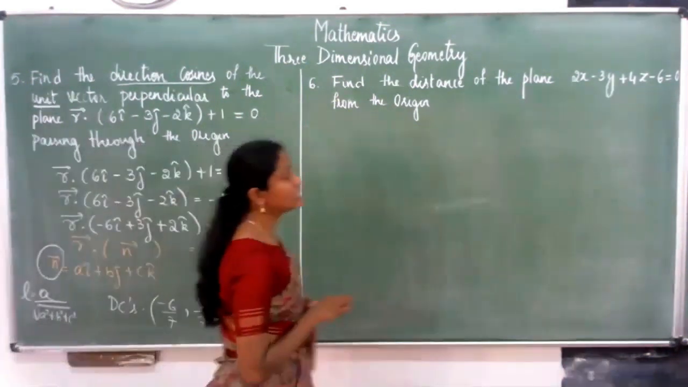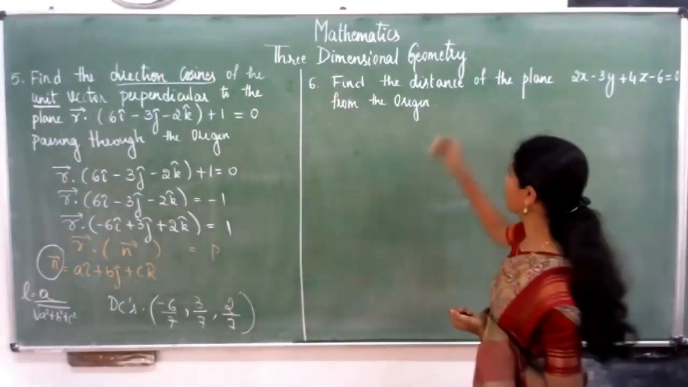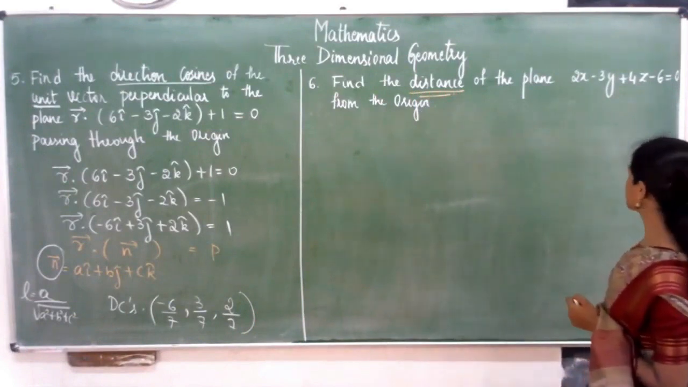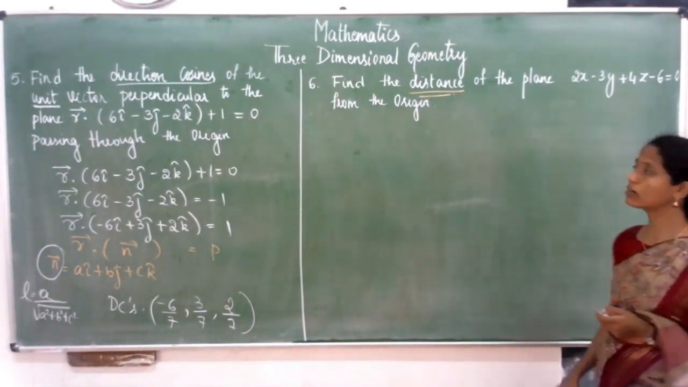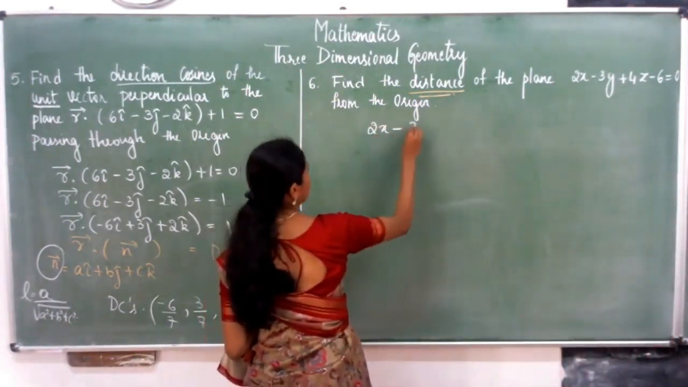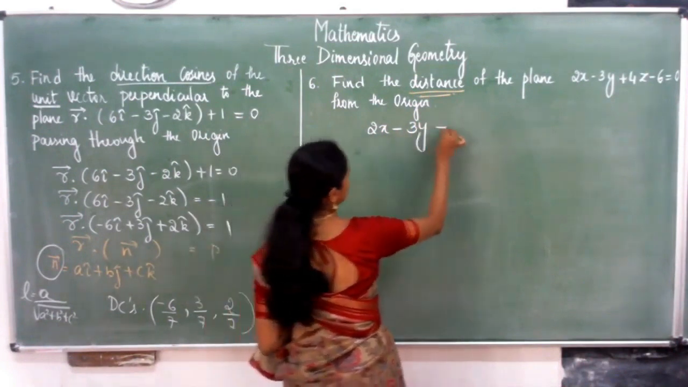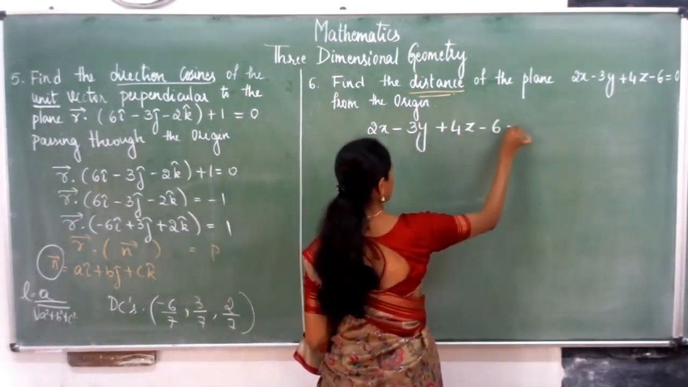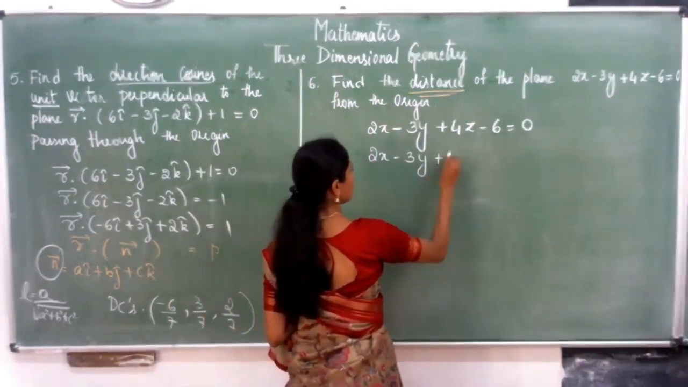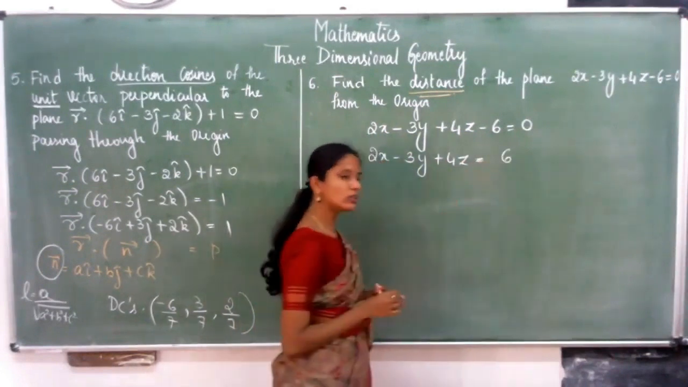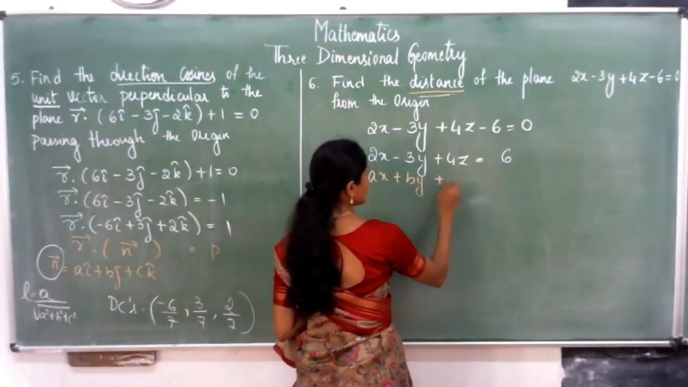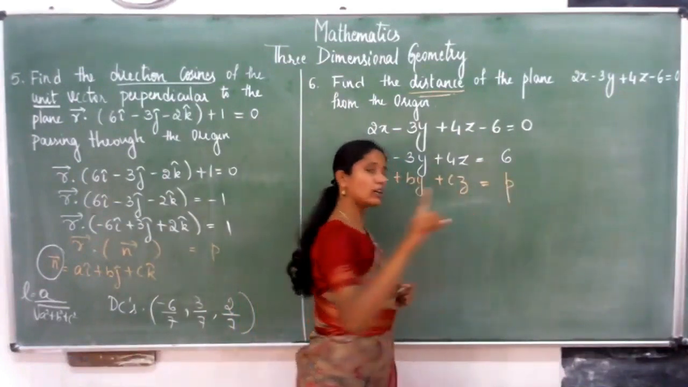Next, find the distance. Now we need to find the distance d of the plane 2x minus 3y plus 4z minus 6 is equal to 0 from the origin. Therefore, here the equation of the plane is given by 2x minus 3y plus 4z minus 6 is equal to 0. This can be written as 2x minus 3y plus 4z is equal to 6. This is in the form of ax plus by plus cz is equal to d.